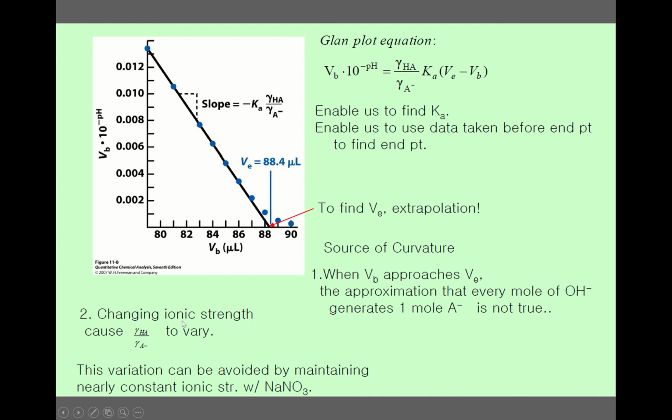Also, the change in ionic strength: this ratio varies as strong acid is added. This variation can be avoided by maintaining nearly constant ionic strength. To minimize this change in ionic strength, we add a neutral, non-interfering species like sodium nitrate.